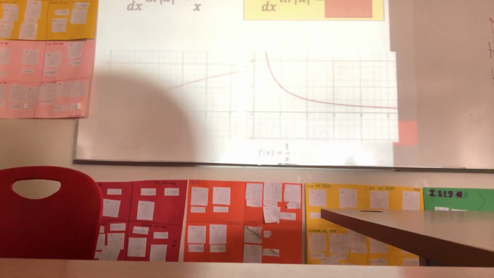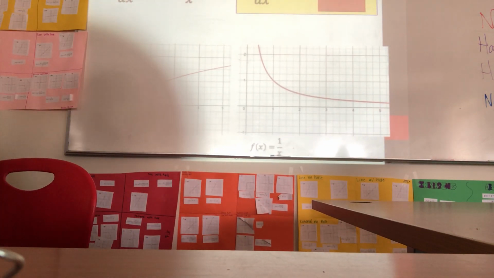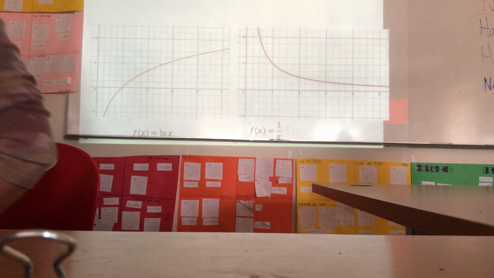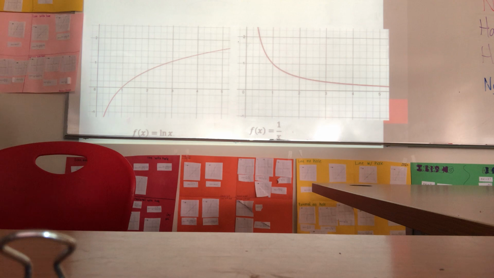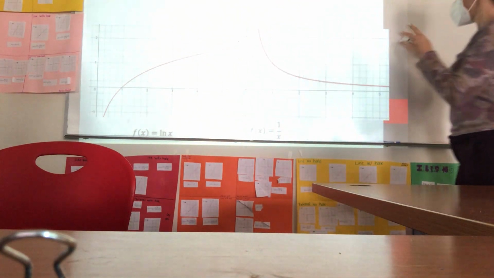Why is it the absolute value? Yeah, I'll explain that in a sec. So the derivative of ln of the absolute value of x is 1 over x. So you could write ln two different ways.